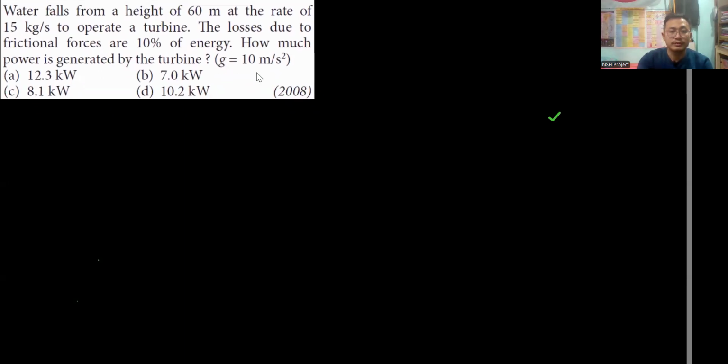Okay, fine. I got the water falls from a height of 60 meters at the rate of 15 kilograms per second.